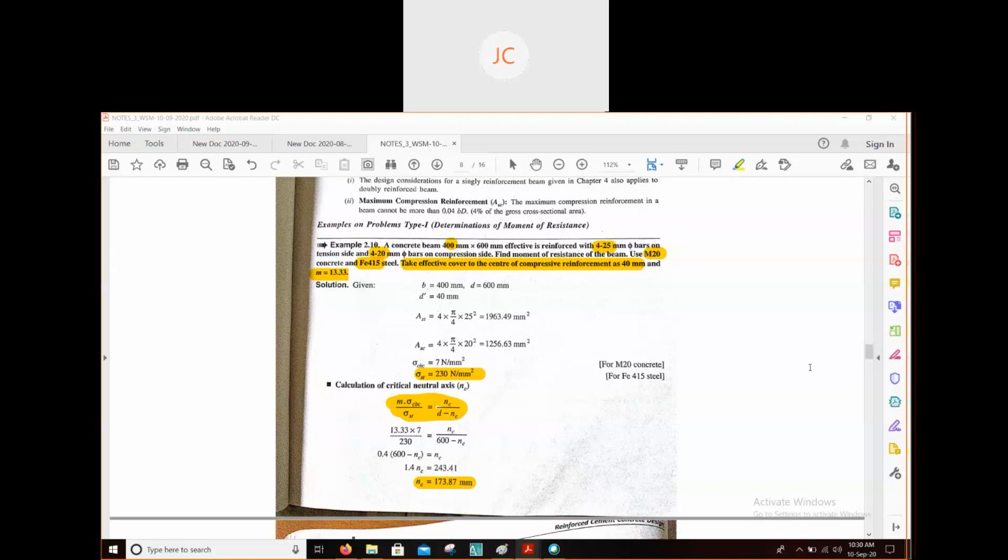Okay, what is the value of M? M will be how much? Modular ratio will be how much? 10.98. Sigma CBC is how much?